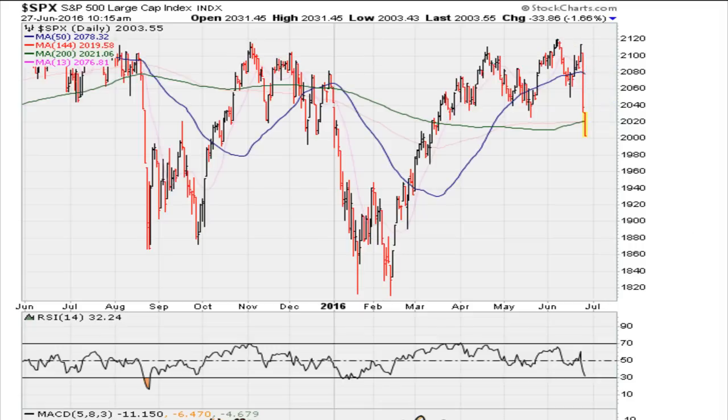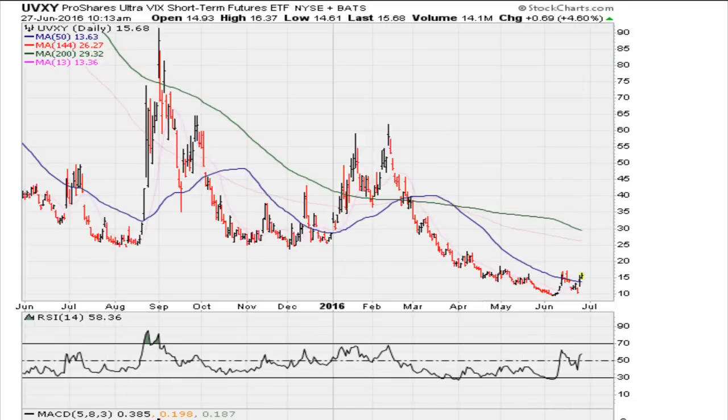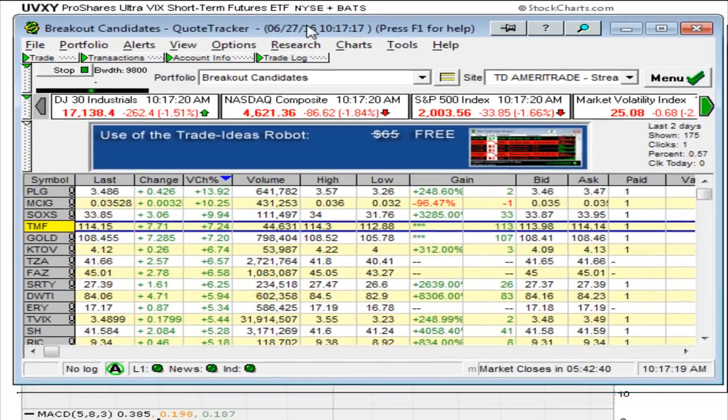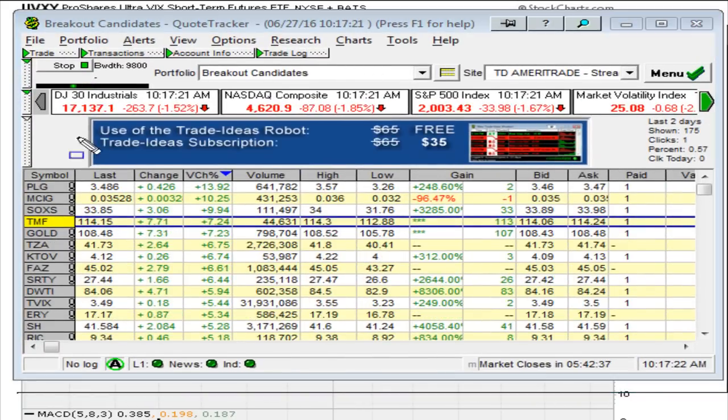Now if you take a look at some parameters, for example the volatility instruments, here we have the UVXY, you might start seeing that there's a possibility that the market could actually be looking for a reason to bounce, despite what was obviously a huge down day. As you can see, the market is trading at the lows of the day, Dow down about 260, 265.